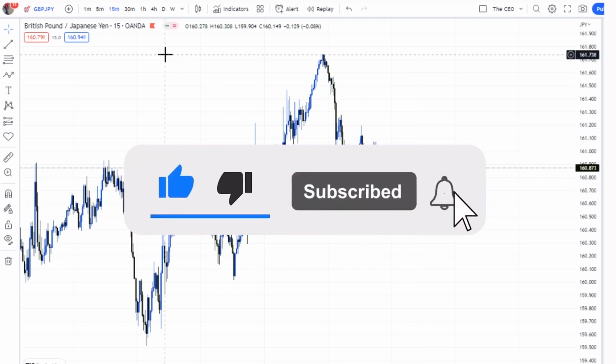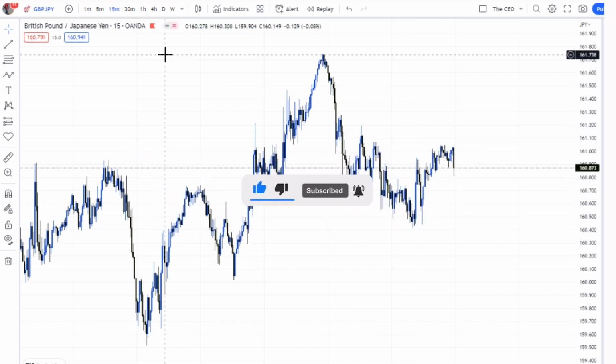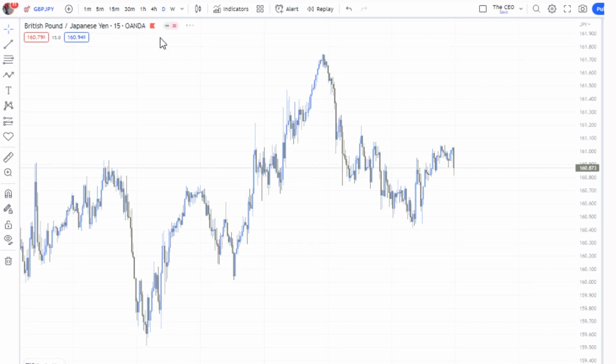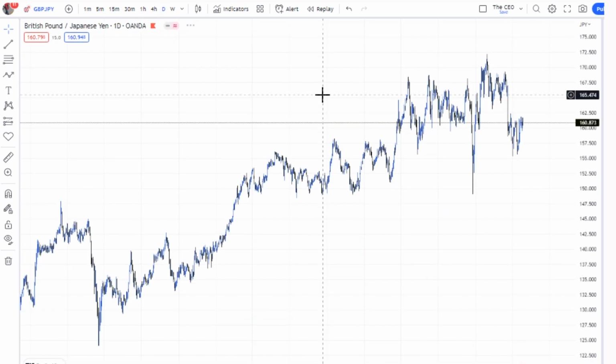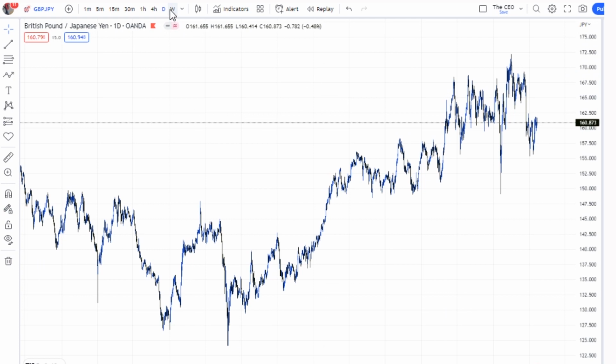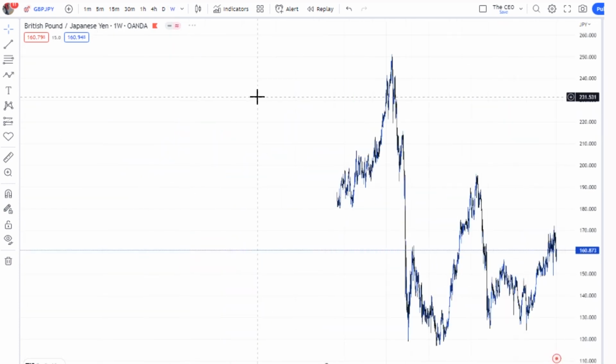We head to the daily time frame or weekly time frame so that we can identify the overall trend or the overall structure of the market. So let's just go to the daily time frame. We're on daily, but we're still not seeing the whole picture, so let's go to weekly and see what's going on.